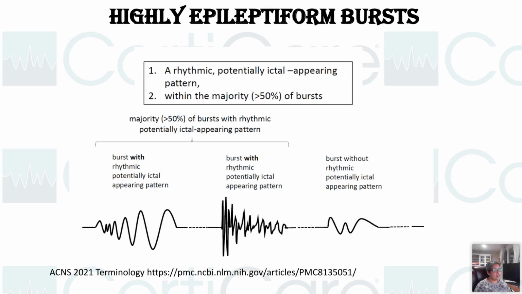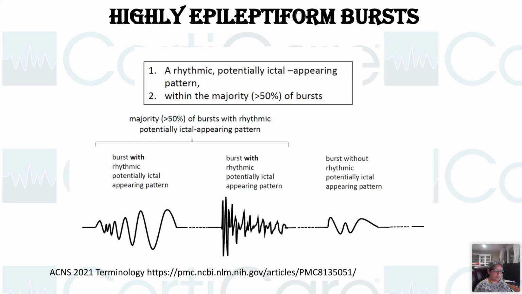Now, if you are seeing no rhythmicity, again, when I said delta theta kind of a thing, right? If there is a burst without any rhythmic, potentially ictal appearing pattern, we're not going to call it highly epileptiform. Let's look at number 1 and number 2. The first one is a burst with the rhythmic, potentially ictal appearing pattern. And the second one, we are seeing polyspikes here, and these are spikes which are rhythmic. If this is happening in more than 50% of the bursts, they will be categorized as highly epileptiform bursts.